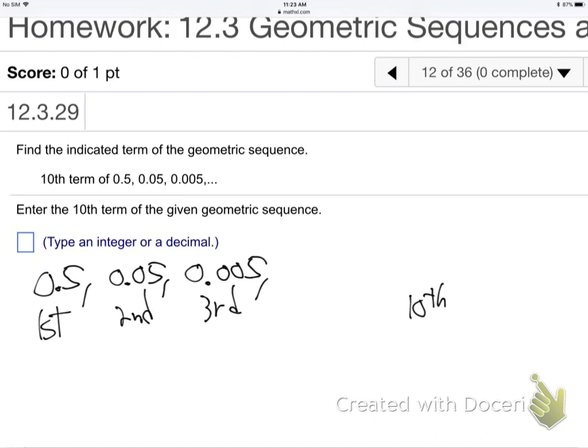Oh. Can you do that? Look carefully at the pattern and just write the answer for the 10th. Look at the relationship between this number and what you see here. This number and what you see here. This number and what you see here.